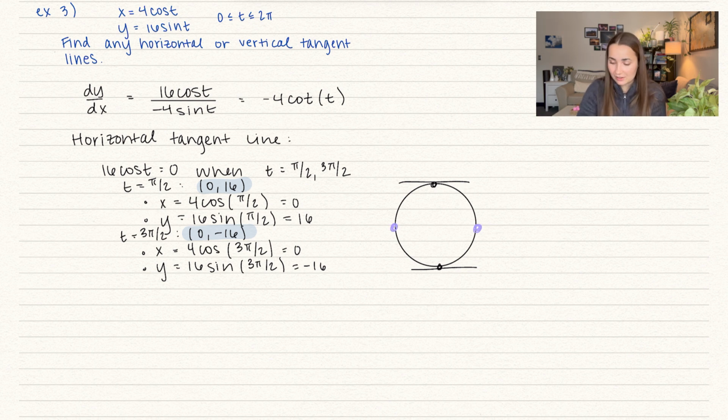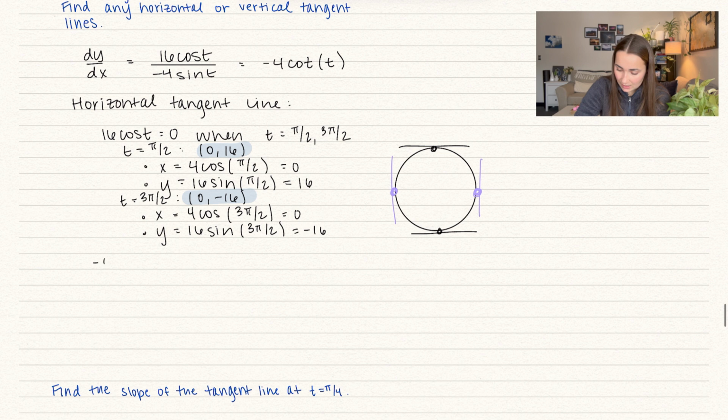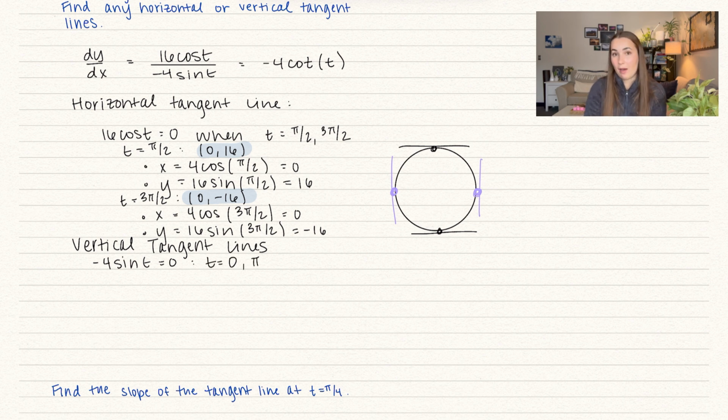That's when the denominator is equal to 0, and that's when our derivative is undefined, right? So for us, that's going to be when the denominator, negative 4 sine of t, is equal to 0. So this is going to occur when t is equal to 0 and when t is equal to pi, right?